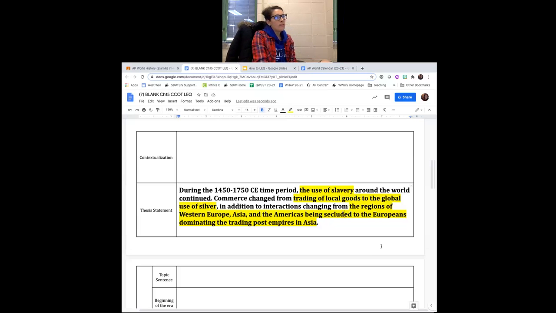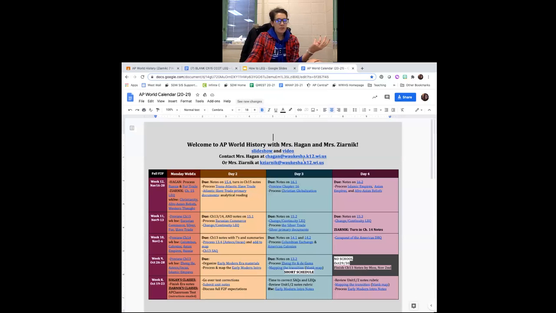Very last thing before we go, lovely humans, is taking a look at our calendar for this week. You should have had chapter 15 done for today. And so we are going to be note making chapter 15, but then continue working throughout the week on chapter 16. 16.1 is due on Thursday. 16.2 is due on Friday. 16.3 will be due on Monday.